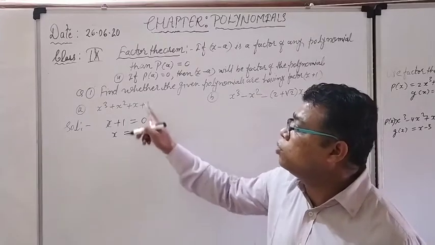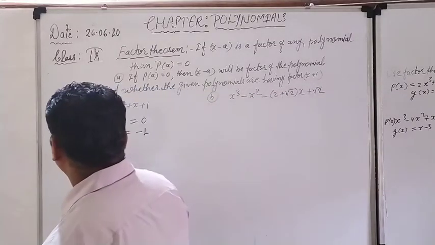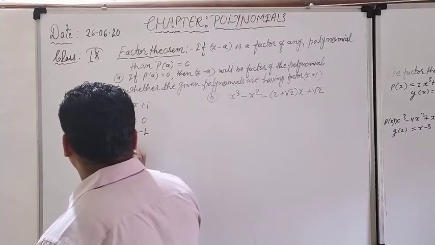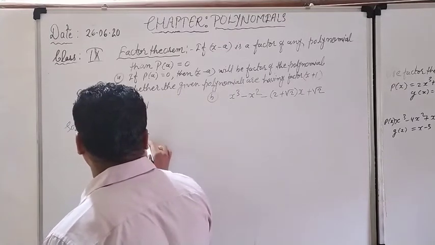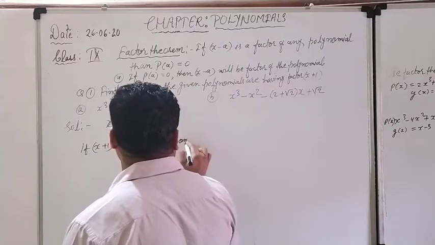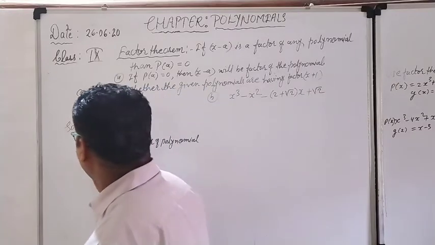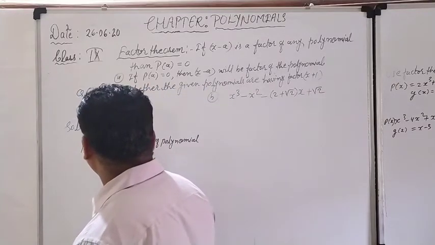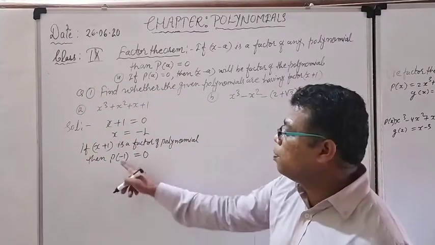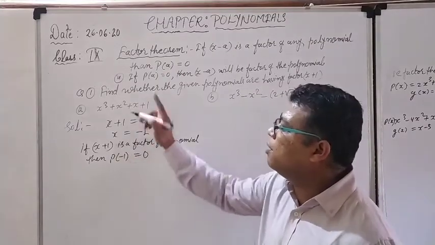Either it will be going to the solution for this or not, that we have to check. So what we have to do, if x plus 1 is a factor of the polynomial, then what should be there? Then p(-1) should be equal to 0. Why? Because the value of x we are getting here is minus 1. So p(-1) should be equal to 0. Then only we can say x plus 1 is a factor of the given polynomial.